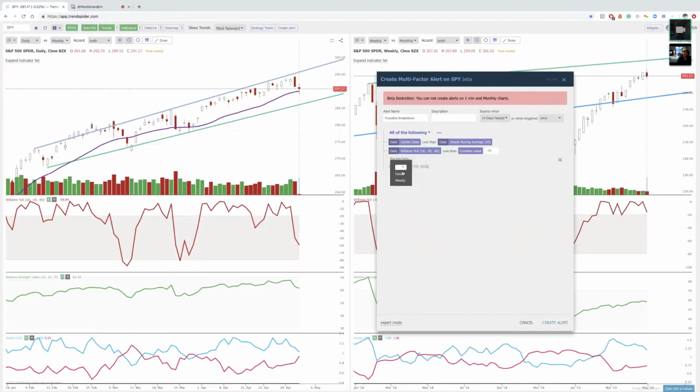I can do then the daily RSI. In this case, the 25 is less than, I think we said, the constant value 55, and then finally we would look for that vortex cross.